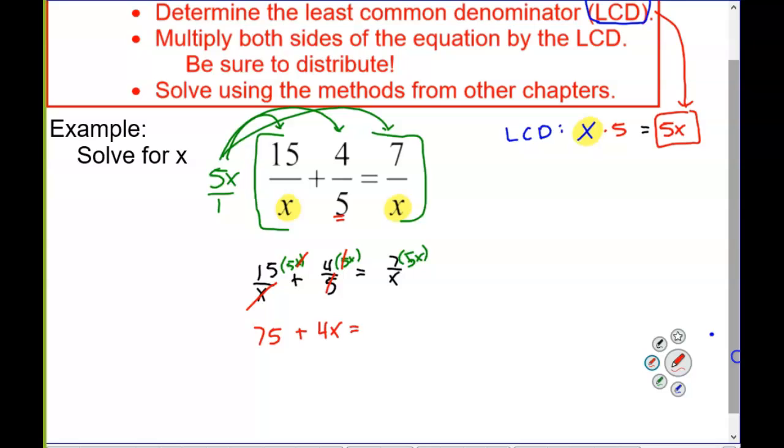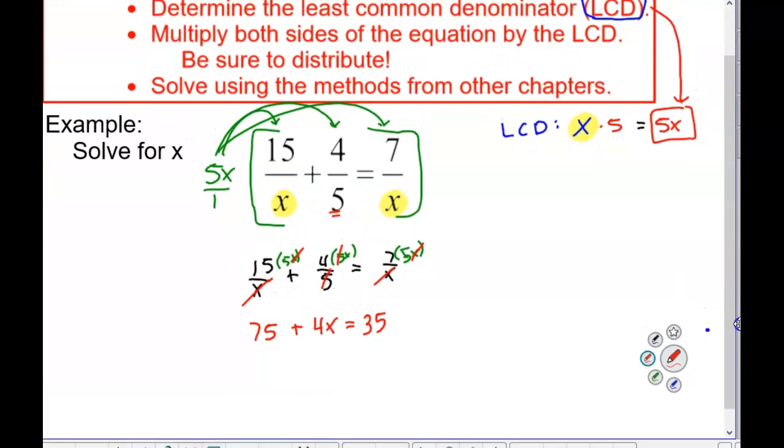And same thing over here. I've got 7 times 5x divided by x. Well, this x in the denominator is going to reduce with the x up top, and all that's left over is 7 times 5, or 35. And you'll notice, by multiplying by the LCD, it gets rid of all the denominators. They're cleared. They're gone. It's just algebra.